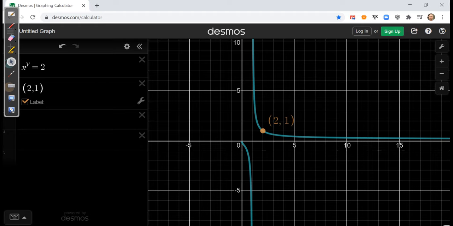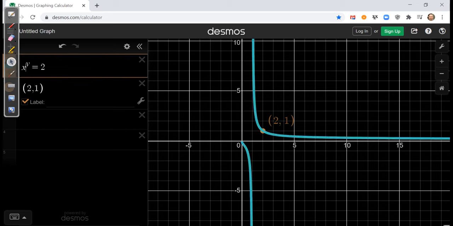It turns out this is a function. It does pass the vertical line test. But solving for y is not a simple task here, so we're going to leave it as it is. If we want to start transforming this graph, we can do the following thing. Notice that the point (2, 1) is on this graph. 2 to the first is equal to 2.